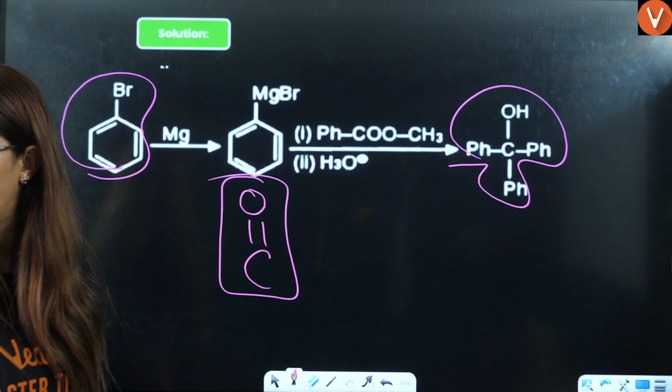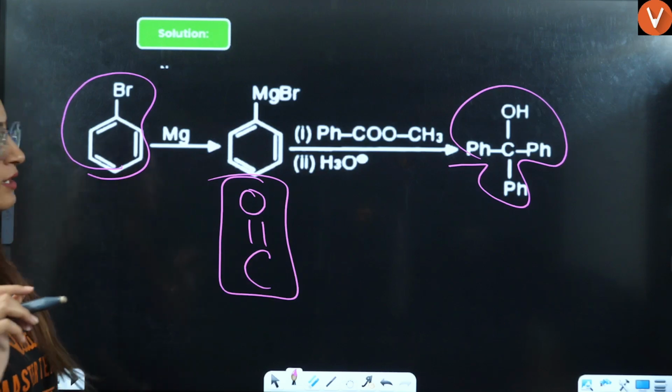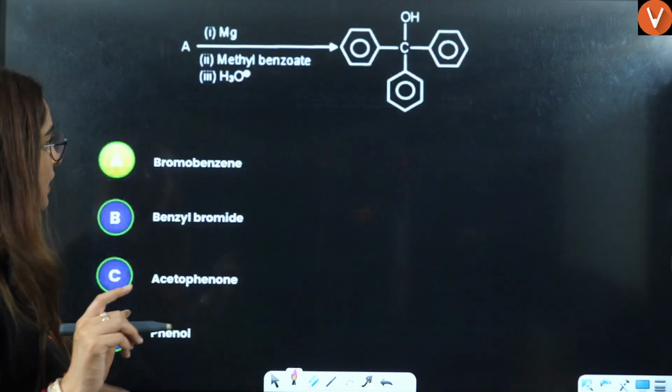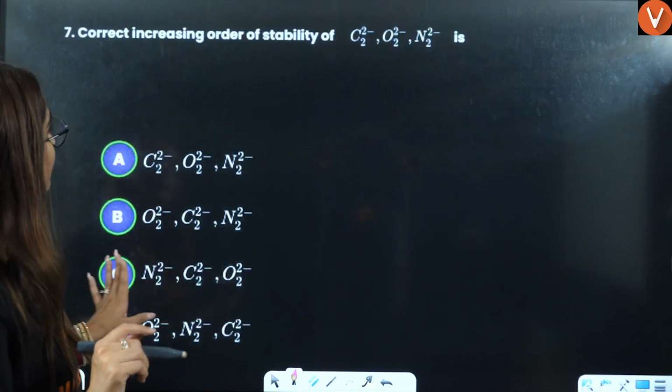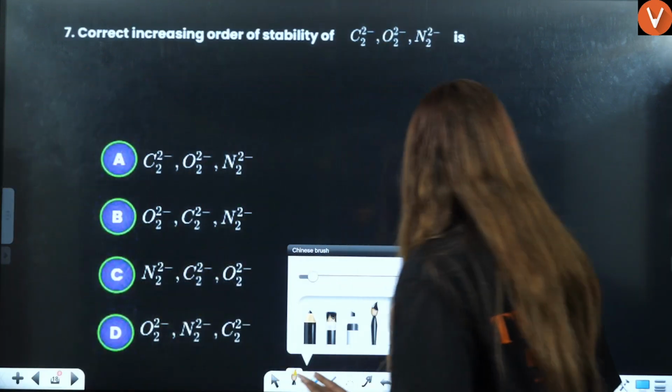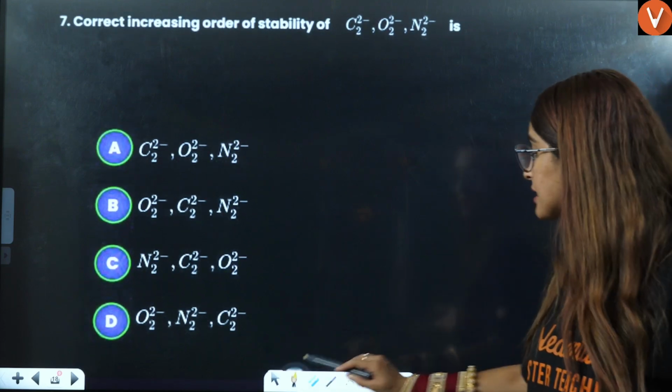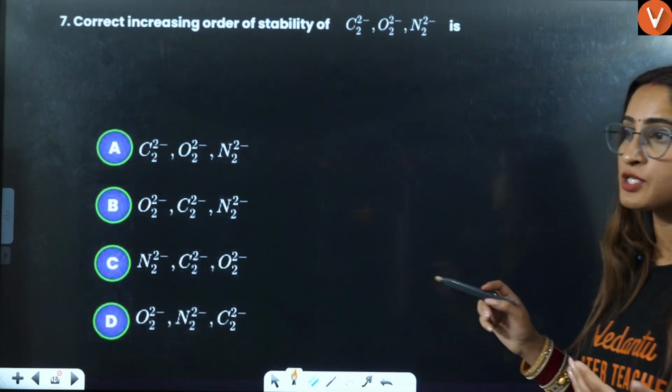Okay, where it attacks the carbonyl carbon here. There it will be the answer. Okay, understood? Now, let us see the next question, that is based on the correct increasing order of instability of this. Now, beta, again, this question is based on which thing?